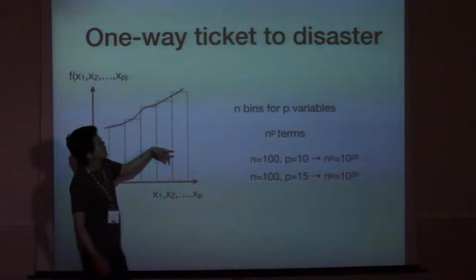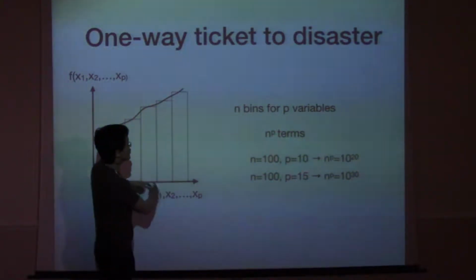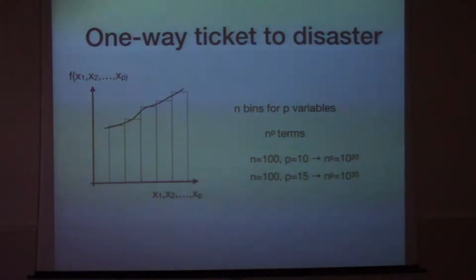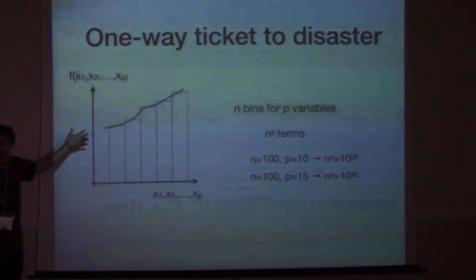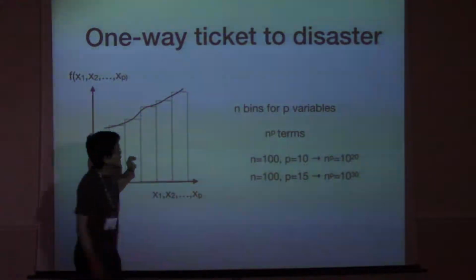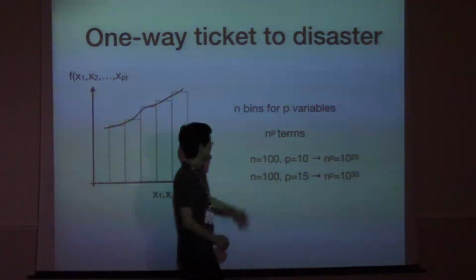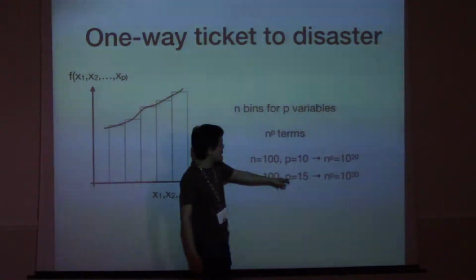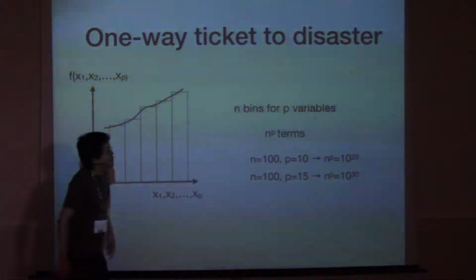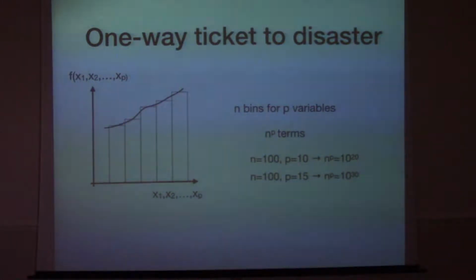And imagine we take n bins for each variable. Then if we have 100 bins for 10 variables, and 10 variables is actually very small, typically we need 1,000 variables in order to do such calculation. But imagine it's 10. Then we have to sum n to the p times, which is 10 to the 20 in this case. And if we have 15 variables, it's 10 to the 30. And this is a huge number.